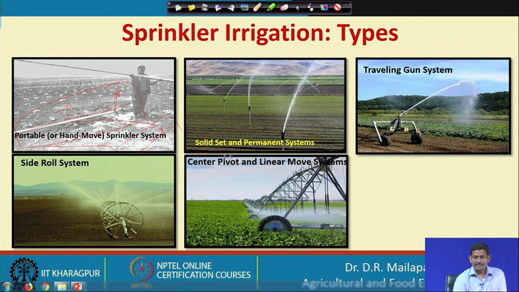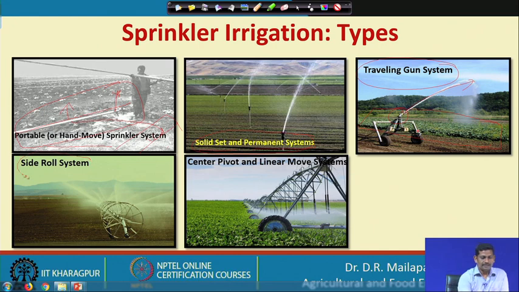Then the other one is the solid set or permanent system. If you look at lawns or even commercial crops, for example grapes and other places, solid set or permanent systems are permanently installed, so you need not move the system. Another one is the travel gun system. Basically it consists of a gun, and the gun delivers water with high pressure and irrigates the entire piece of cropland.